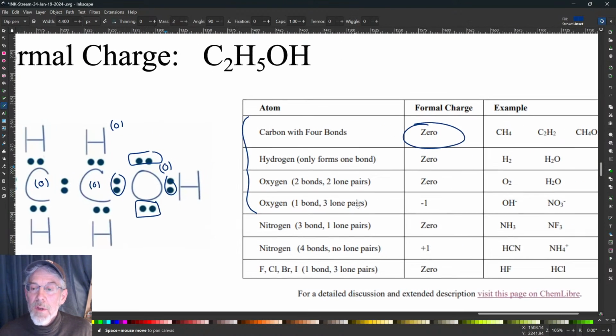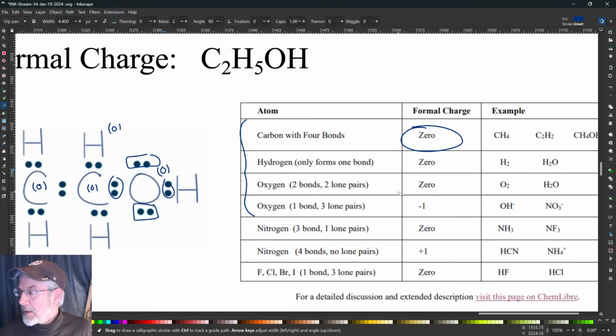All right, so if you need this chart, it's actually in the link that I put in the chat a little bit ago. And I did not know this when I took organic chemistry for some reason, and I wish I had. It made life a lot easier.